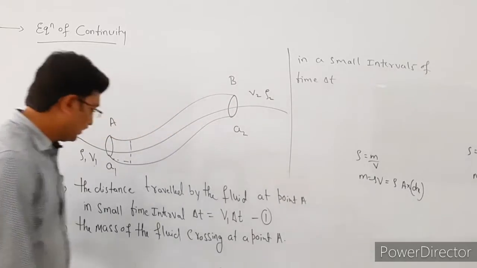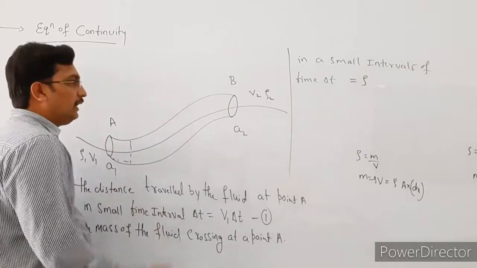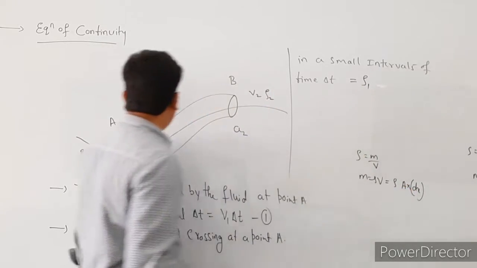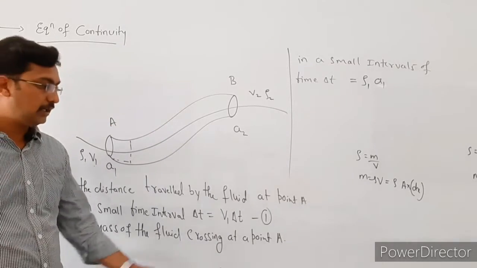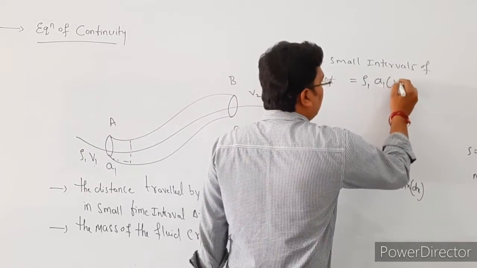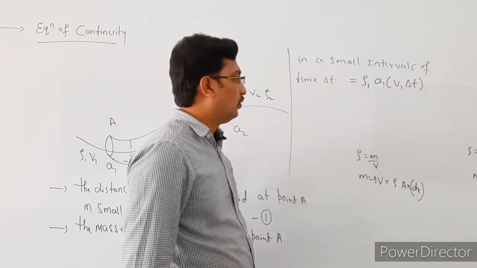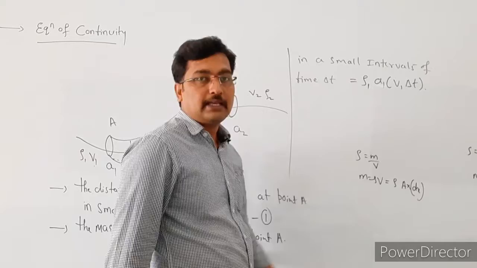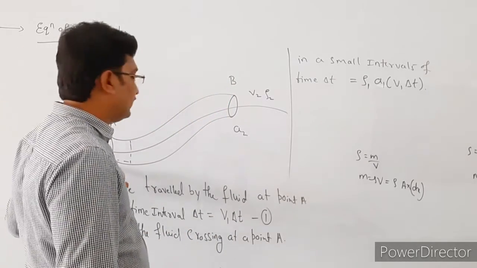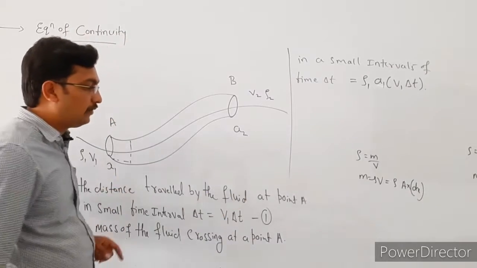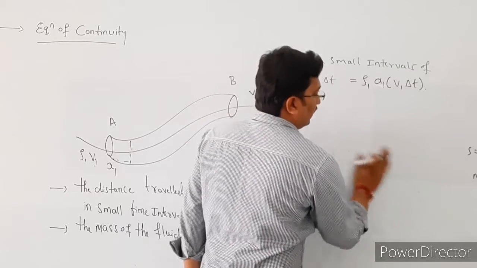See here, the mass of the fluid crossing at point A in a small time interval del t is equal to density into volume. Volume is area into distance traveled by the fluid. The density of the fluid at point A is rho 1, the area of cross section of the first face is A1, and the distance traveled by the fluid at point A in the small time interval is v1 into del t. So the mass is rho 1 A1 v1 into del t.